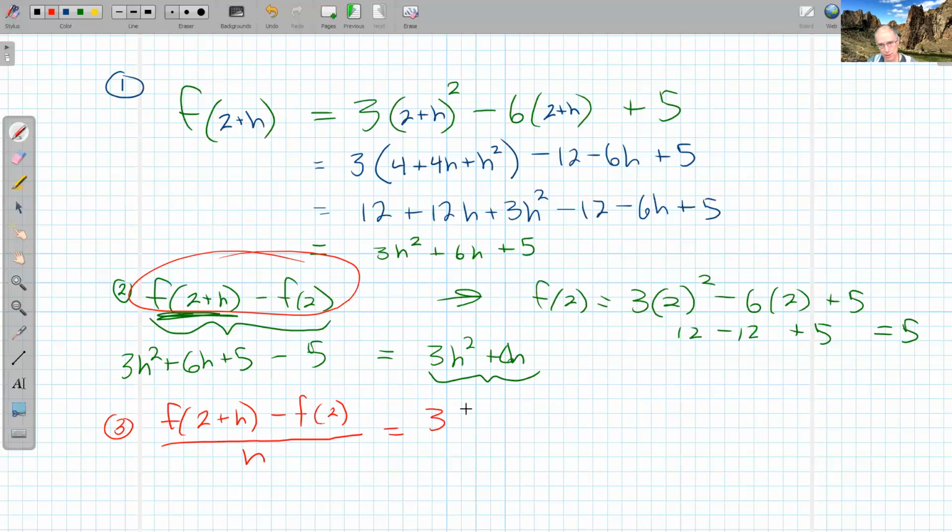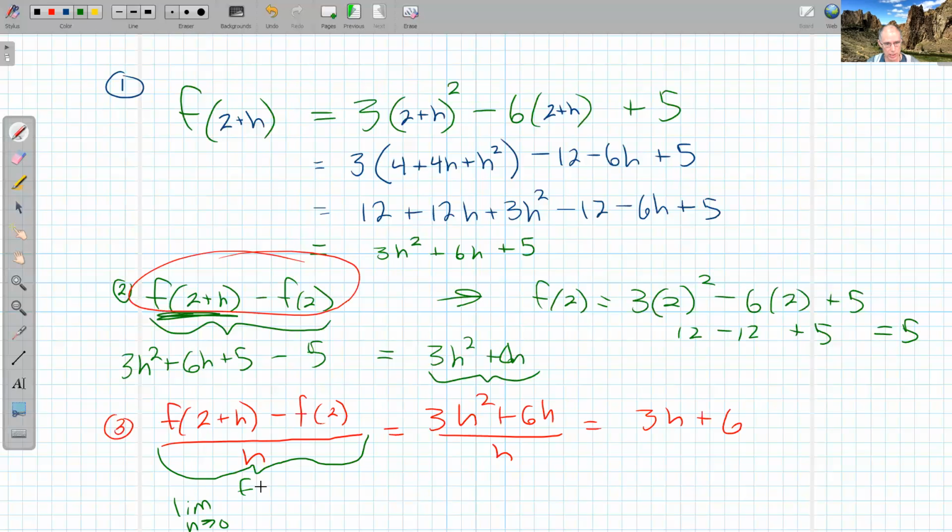So if I take that 3h squared plus 6h and divide the h out, it looks like I just get 3h plus 6. And then the fourth and final step is to take the limit of that right there. So I want the limit as h goes to 0 of that difference quotient.